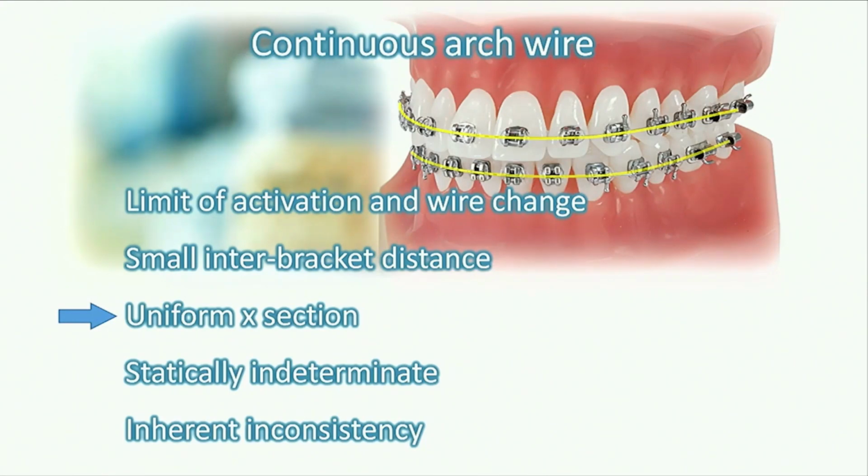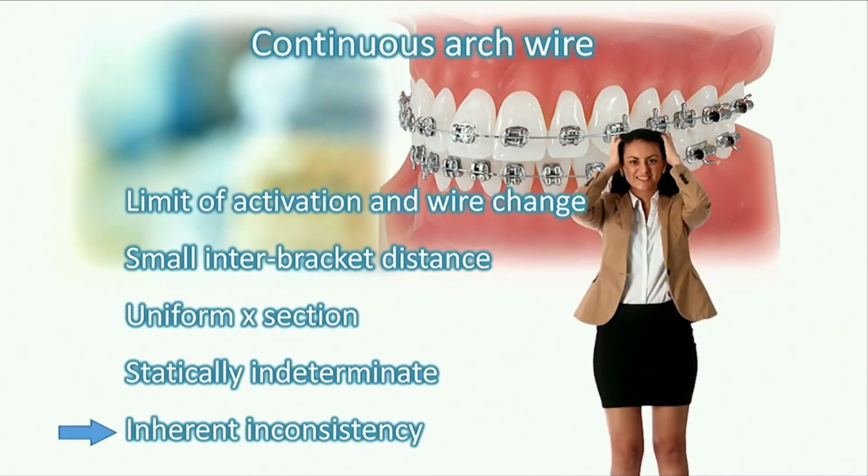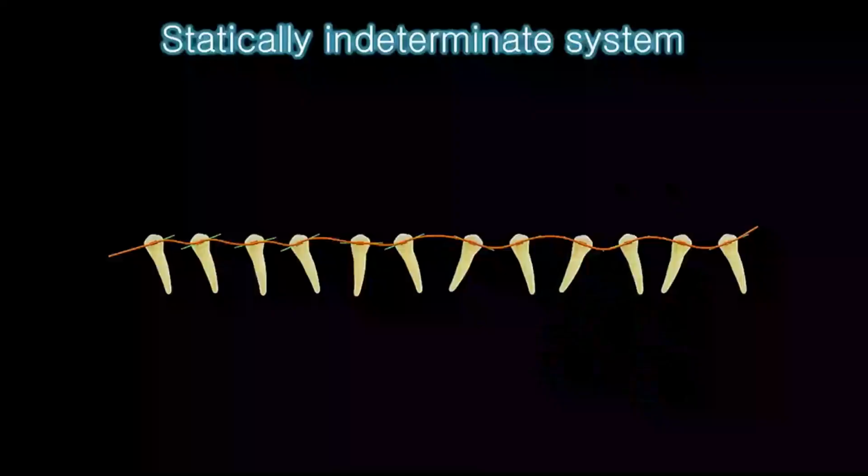The wire will have a uniform cross-section throughout the arch. Sometimes it is necessary to vary the force magnitude depending on the locations, such as lower force in the incisors and higher force in the buccal segment. It is statically indeterminate, meaning that it is very difficult for clinicians to accurately figure out the force system from deflected wire. What makes the situation worse is the inherent inconsistency of the continuous arch wire, potentially leading to the production of opposite direction of force and moments that are beyond the control of the operator.